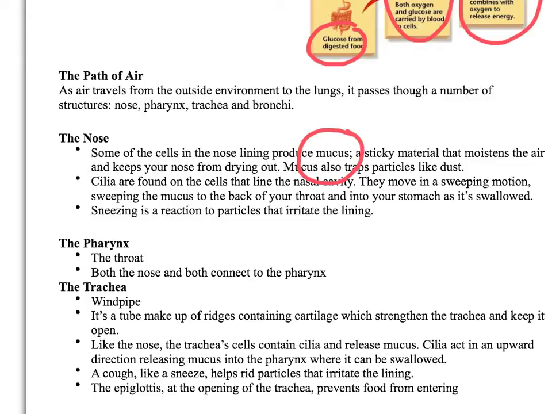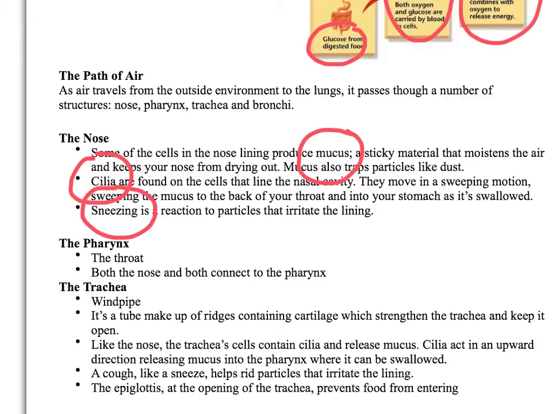Another thing found on the cells of the nose are cilia, the same kind of cilia as in the small intestine, and basically they act in a sweeping motion. So they sweep mucus to the back of your mouth, to your throat, where you can swallow it, and again, it ends up in your stomach. Sneezing is not necessarily an indication that you're sick. Sneezing is basically just your body's reaction to having some sort of foreign particle in your nose. It's actually a protective mechanism. If your body senses that there's some sort of dust or particle that shouldn't be going into your lungs, you'll sneeze to try to get that particle out.